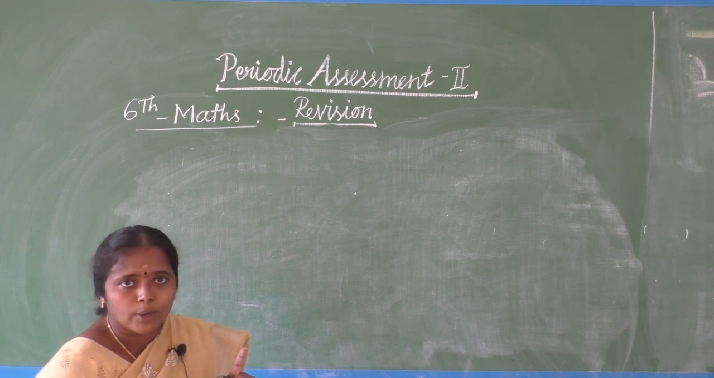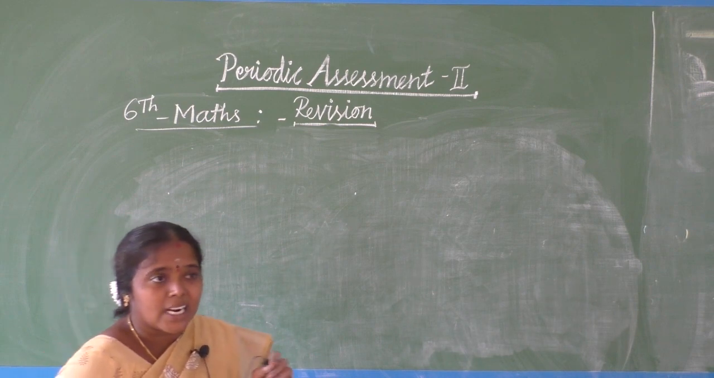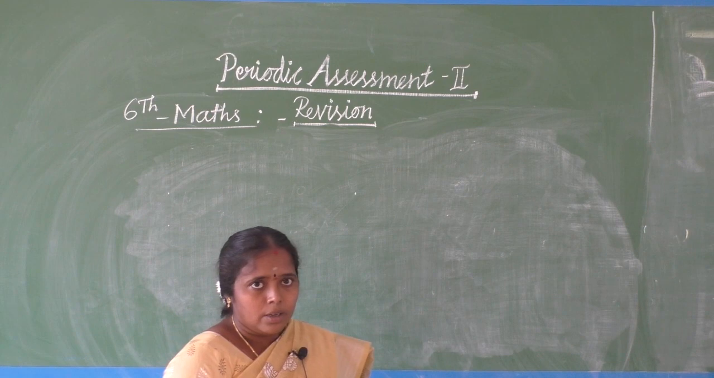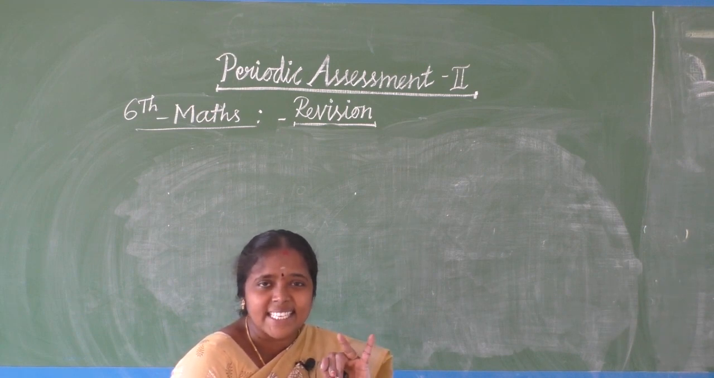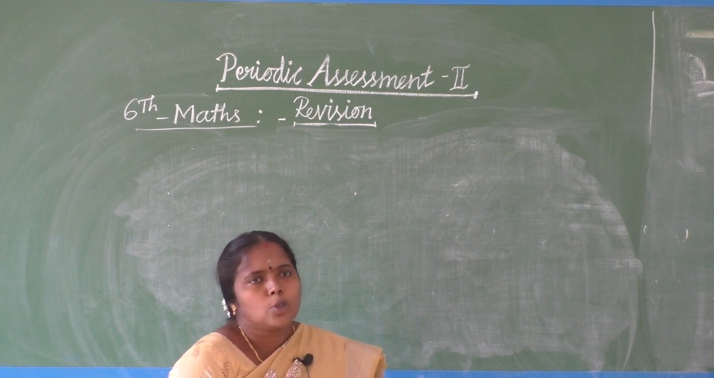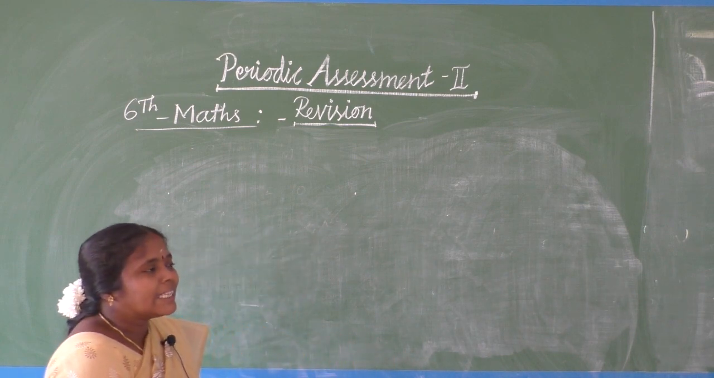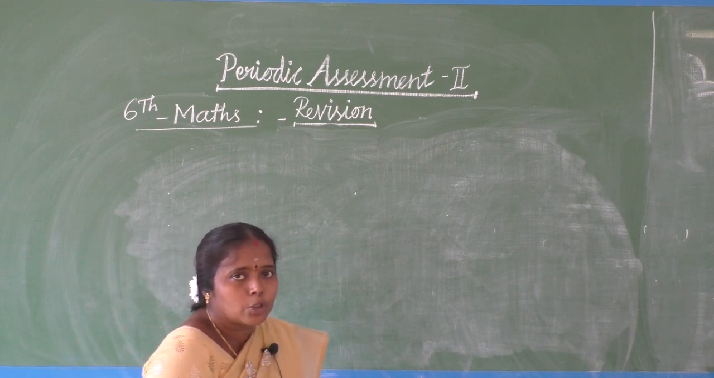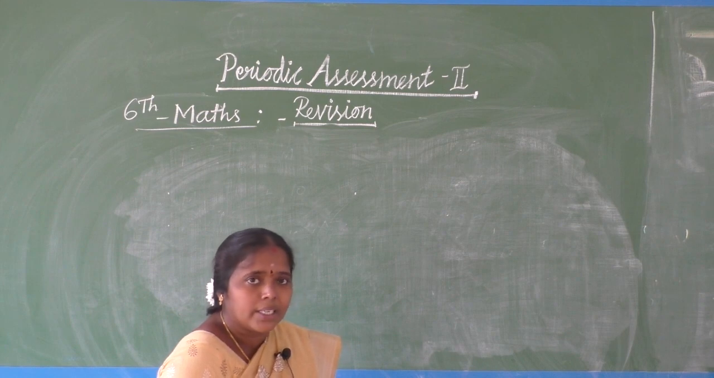You have to select one number. It should contain 3 digits and be the smallest such number. That number must be divisible by the given numbers 6, 8 and 12. So what is that number? This is the question. So what to do? Since it should be divisible by all 3 numbers, you have to find the LCM of those 3 numbers first.